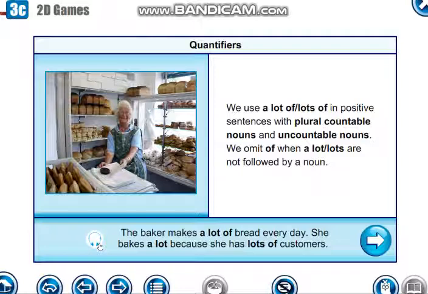It doesn't matter. Now, she makes a lot of bread. A lot of bread. Bread is uncountable. Lots of customers. Customers is a countable noun. We use it in plural form. And a lot we use without of because there is no noun after a lot. If there is no noun, we use a lot only.